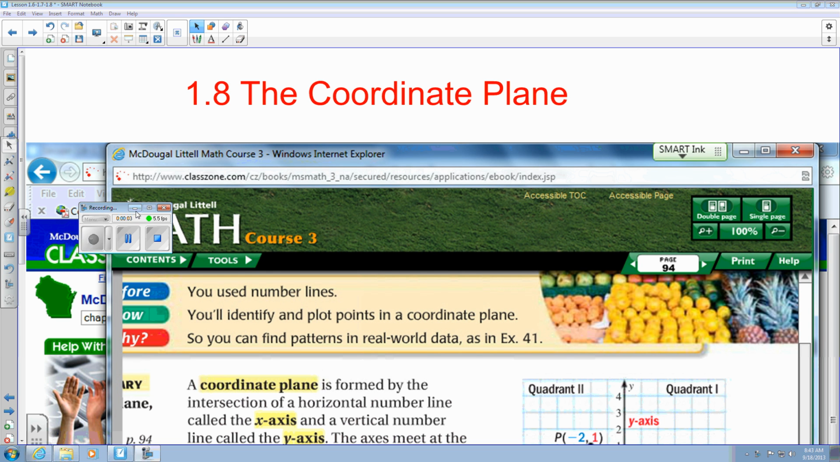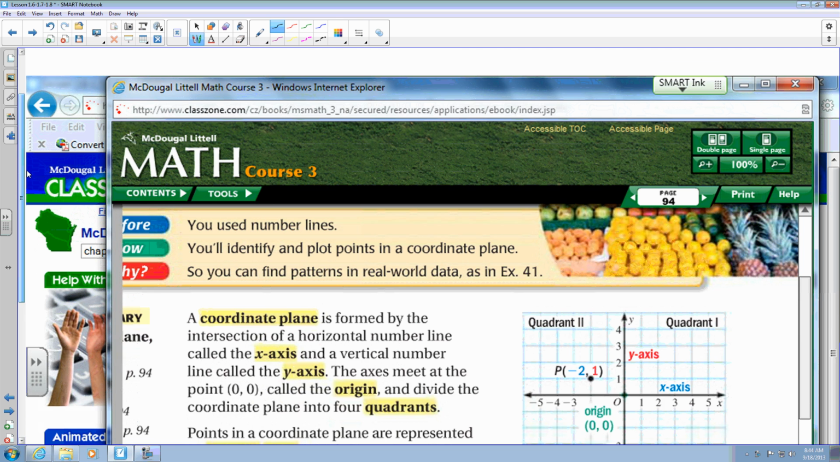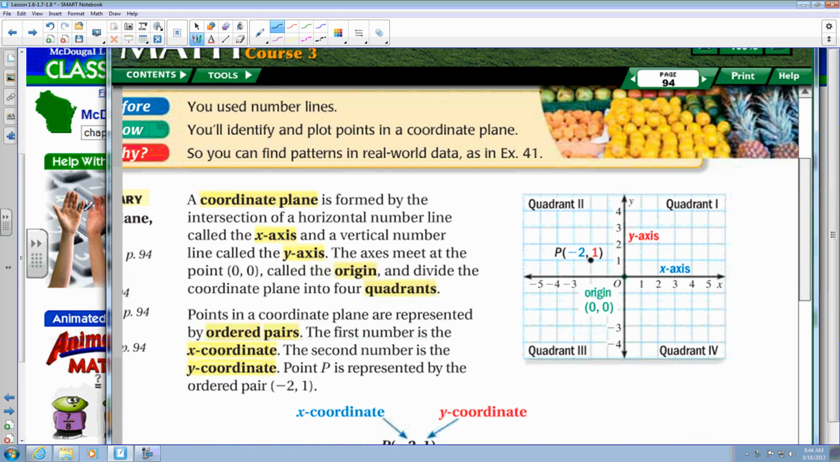Okay, this is the last section in chapter 1, and it deals with the coordinate plane. The coordinate plane is the definition. I'll just read it here.